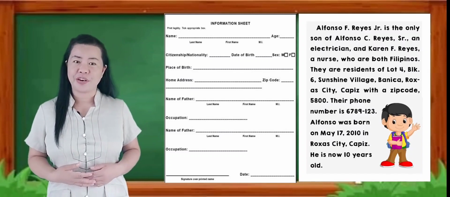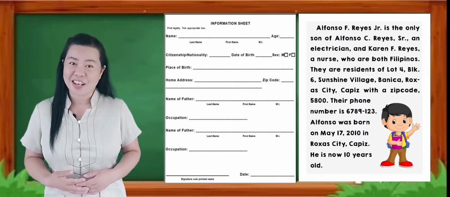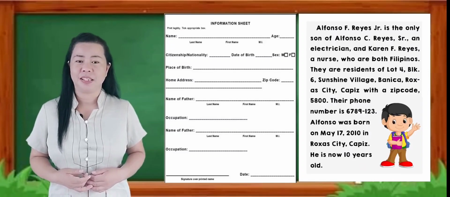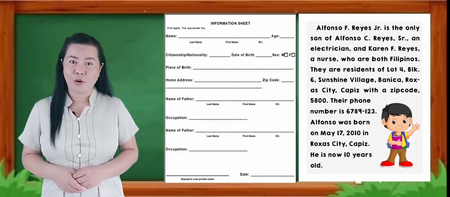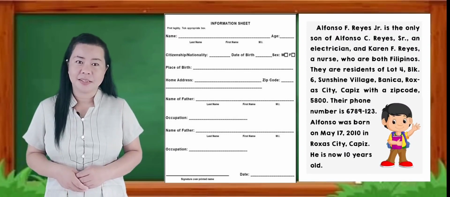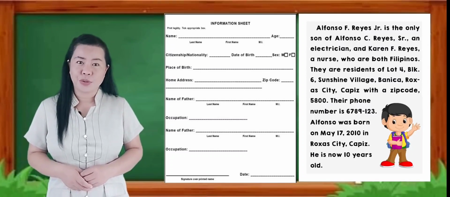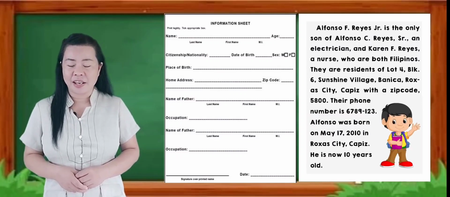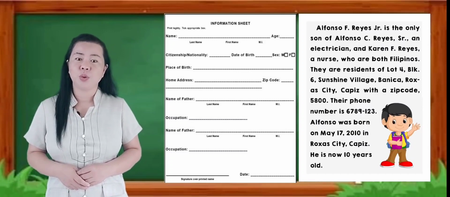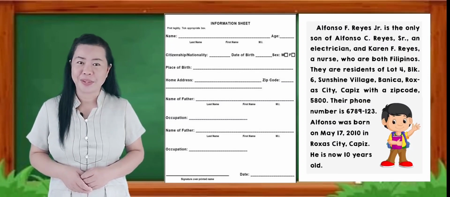Alfonso F. Reyes Jr. is the only son of Alfonso C. Reyes Sr., an electrician, and Karen F. Reyes, a nurse, who are both Filipinos. They are residents of Lot 4, Block 6, Sunshine Village, Panica, Ross City, Capiz, with a zip code 5800. Their phone number is 6789-123. Alfonso was born on May 17, 2010, in Ross City, Capiz. He is now 10 years old.